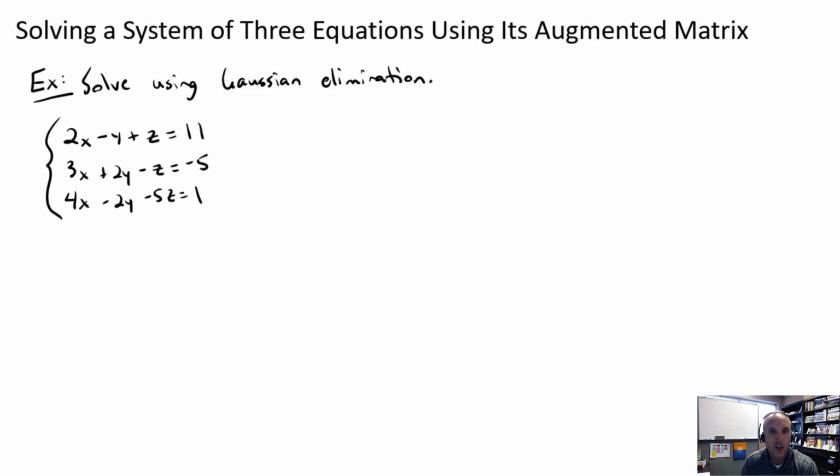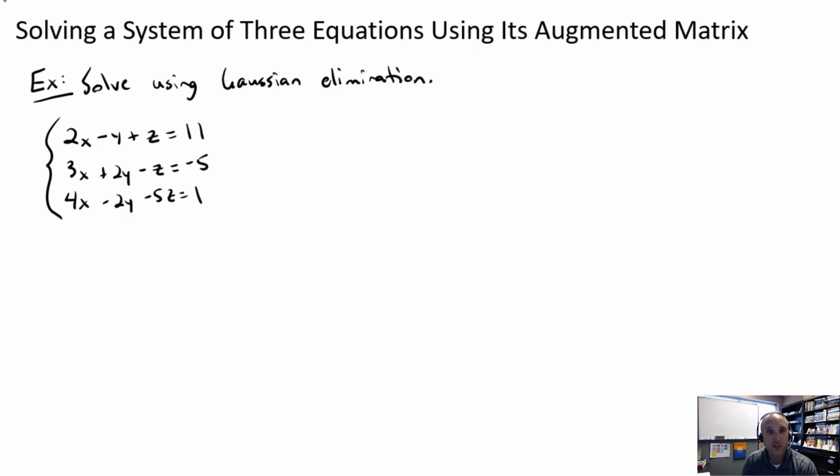Now, we're solving using Gaussian elimination. So the first thing we're going to do is convert this system to what we call its augmented matrix. And that's pretty easy because this system is already set up where each equation is in standard form. We have an x term, a y term, a z term equals a constant. You can see all 3 equations are written that way.